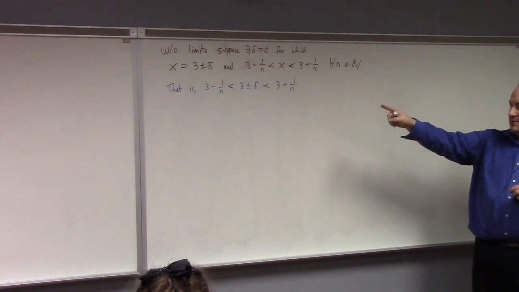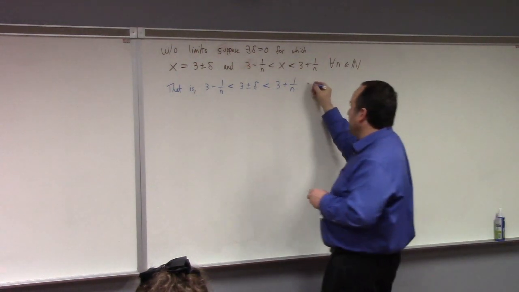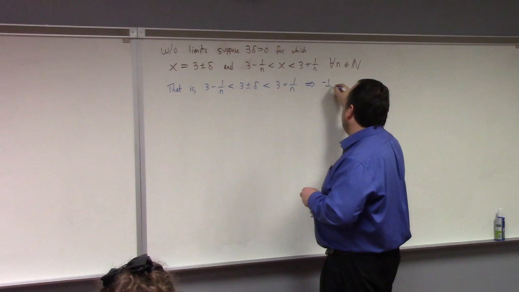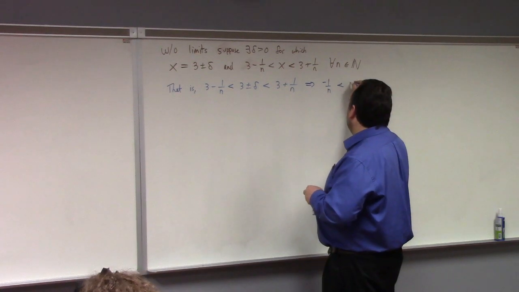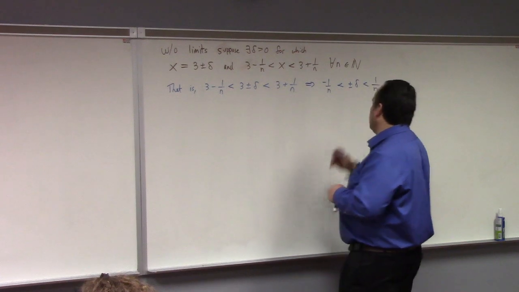So what do you do with the blue inequality? Just subtract 3 across the board, right? This implies that minus 1 over n is less than plus or minus delta is less than 1 over n, right?